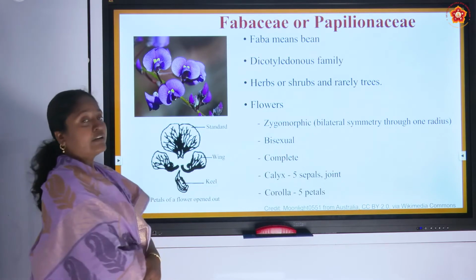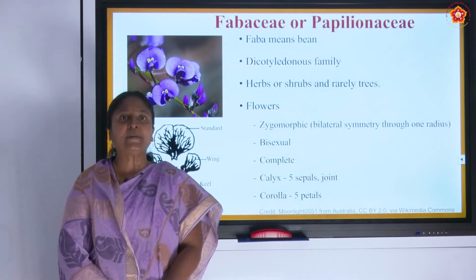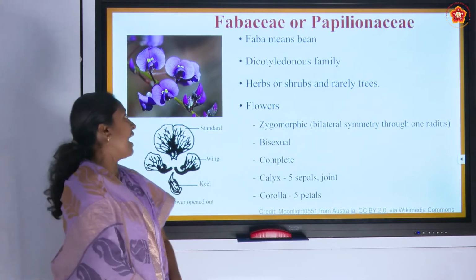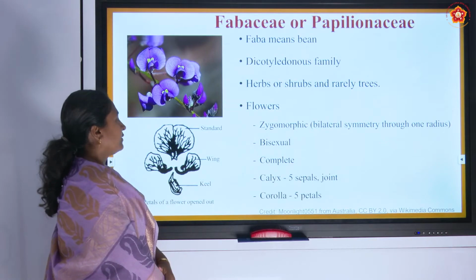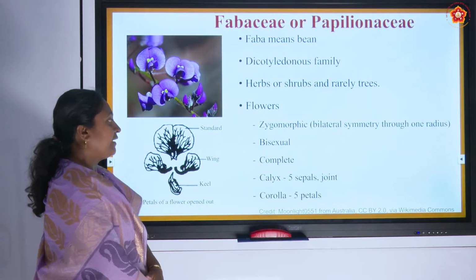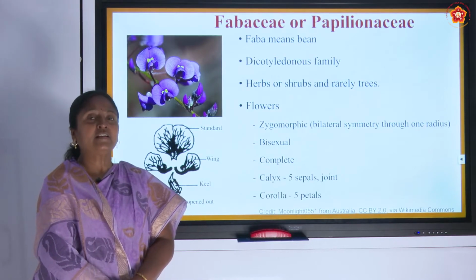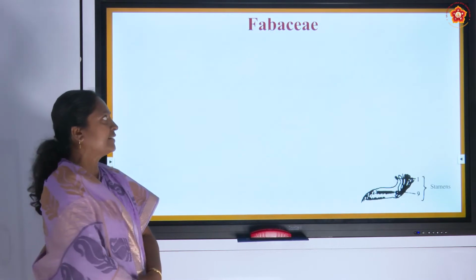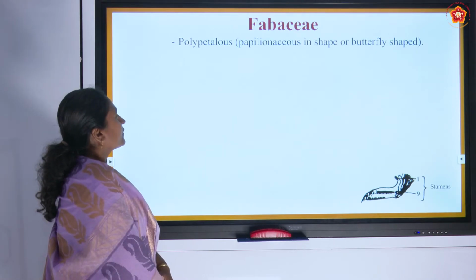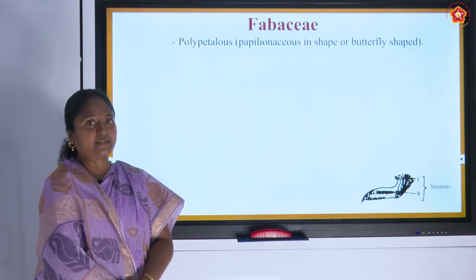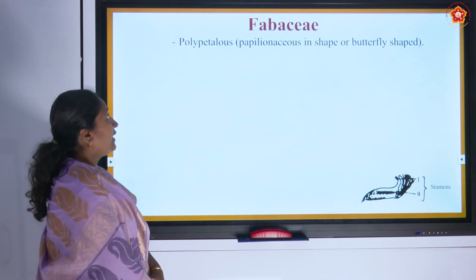Then it has a corolla. The corolla has 5 petals. All these 5 petals are highly colorful, as we can see in the picture. When we dissect the corolla, it is of 3 different kinds, which we will see in detail. Since there are 3 different kinds of corolla present, they are known as polypetalous.